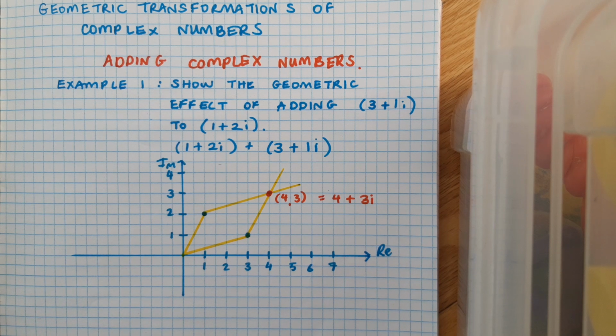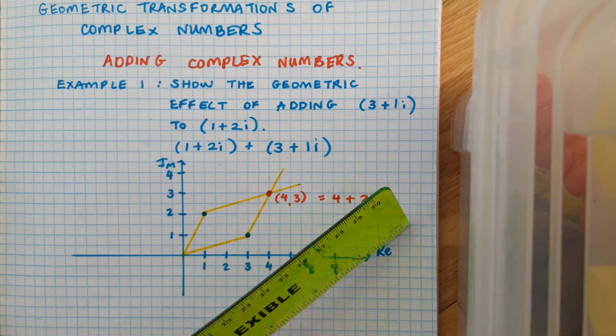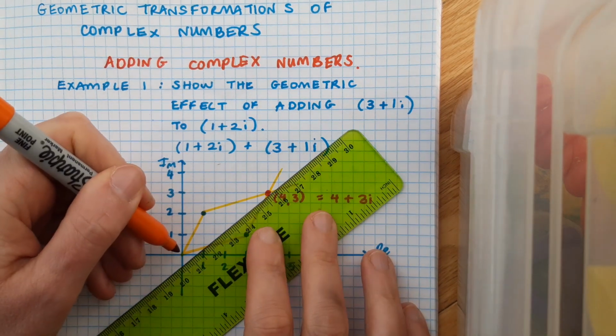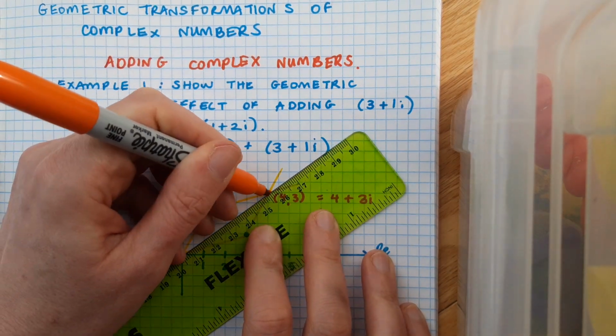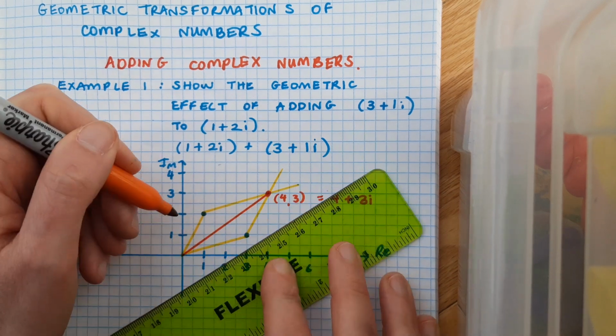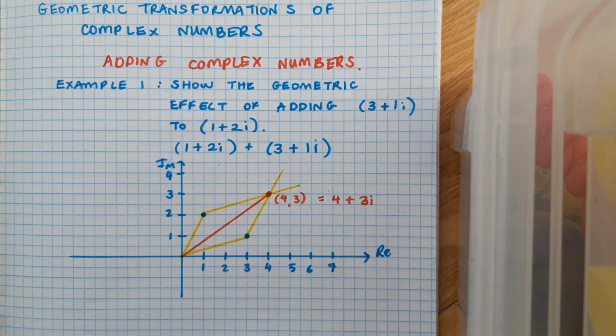If we like, we can draw in the modulus of this new complex number, and the modulus of this new complex number is simply the diagonal of the parallelogram, joining it back to the origin 0, 0.